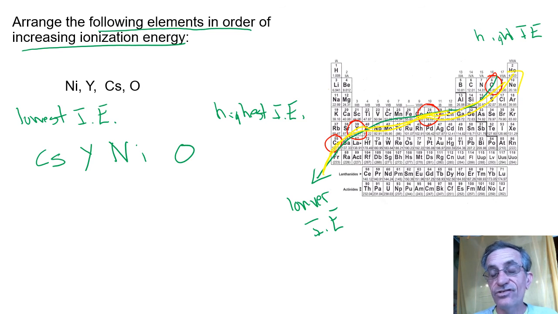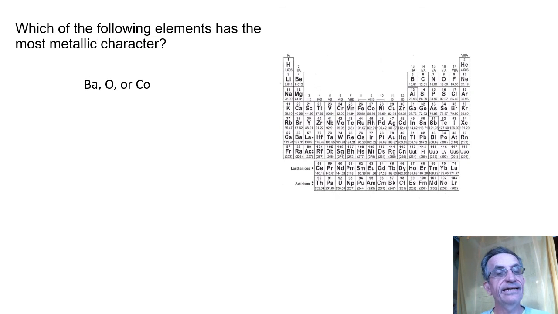All right, let's try one last one. One last question about these patterns. All right, let me flip over here. And this one, I give you 3 elements. Who's the most metal-like? So you don't have to even list them this time. There's 3 of them. Who's the most metal-like? Barium, oxygen, or cobalt?